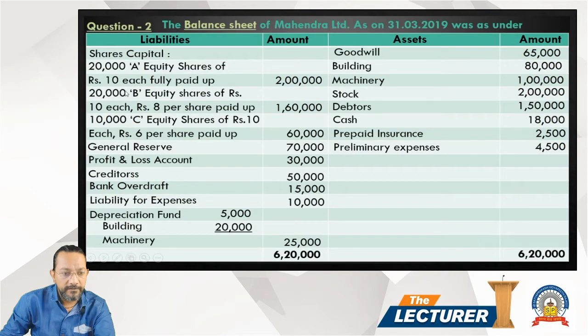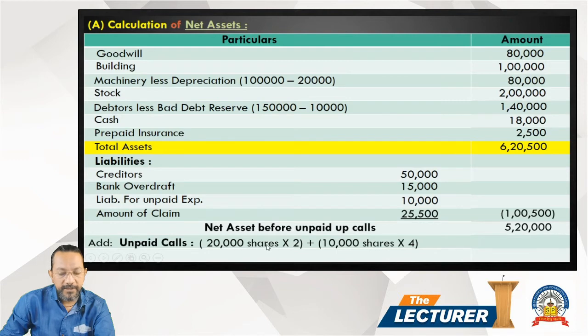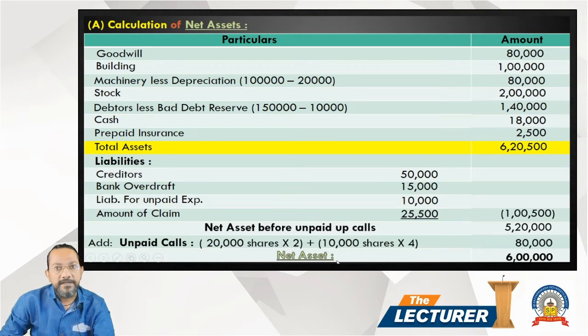How can we calculate? 20,000 equity shares into 2 rupees and 10,000 shares into 4. So 20,000 shares into 2 and 10,000 into 4, it comes to 80,000. So net asset is 6 lakh. 6 lakh net asset.